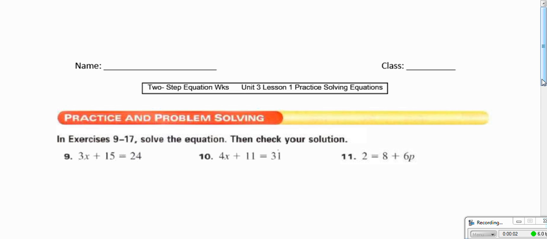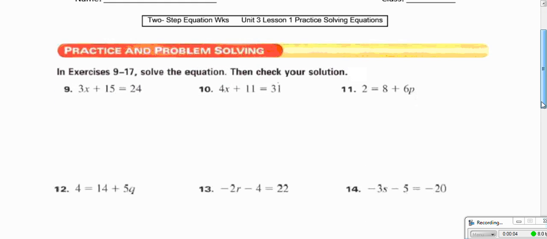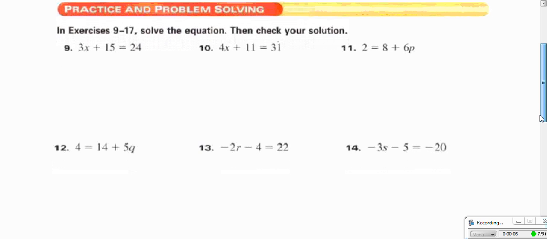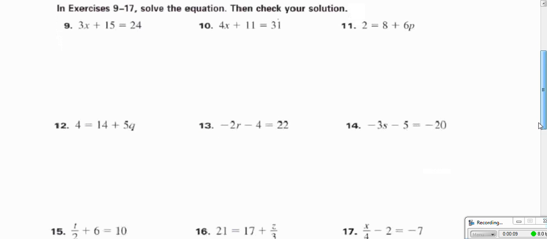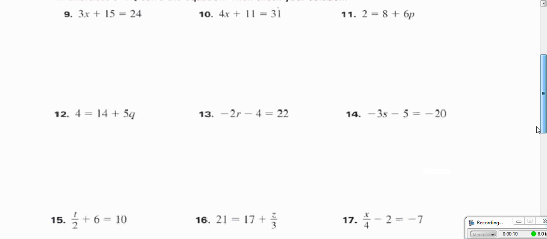This video is going to show you how to solve a two-step equation. I'm not going to do all of them because they're pretty easy, but I will do 13. And it says negative 2r minus 4 equals 22. Remember, when you solve any equation, you have to get the variable alone.